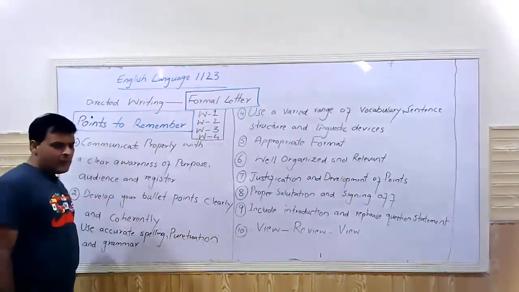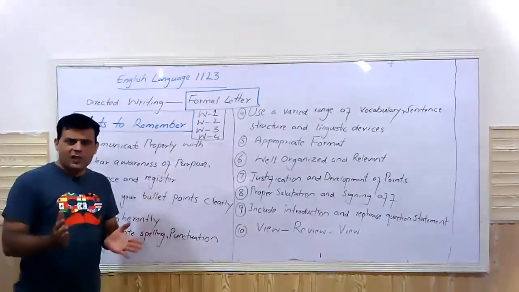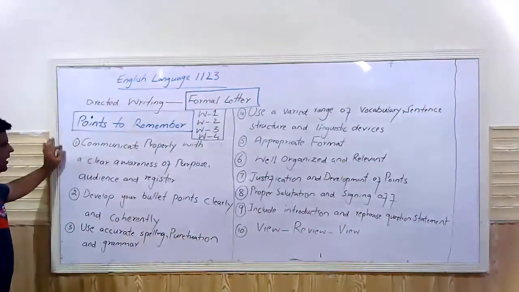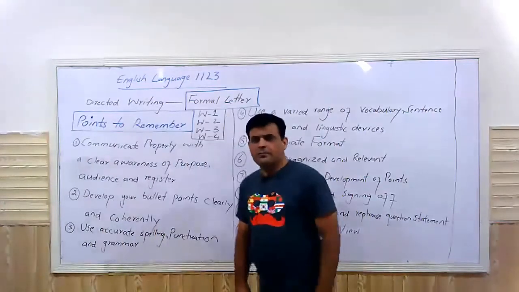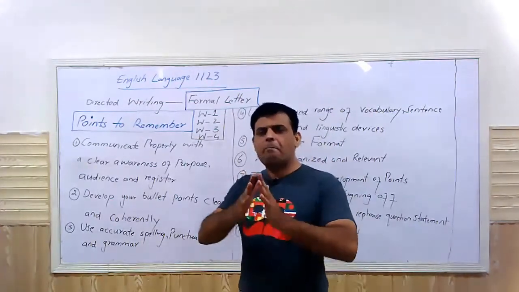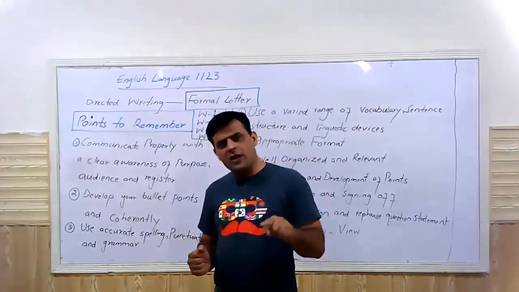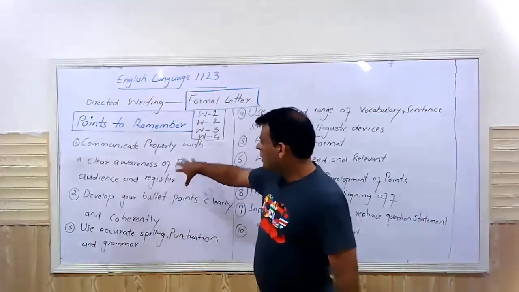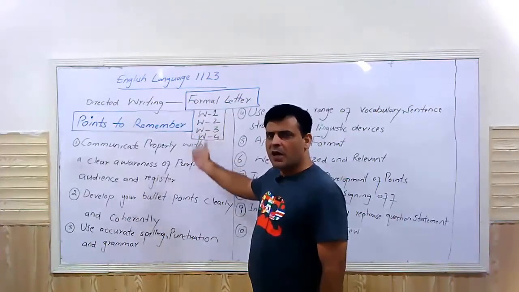So W1, W2, W3 and W4 are the learning objectives for today's lecture. What are the points to remember when you are going to write a directed writing part in general and a formal letter in particular? Starting from the first point: communicate properly with a clear awareness of purpose, audience and register. I have always been giving you a mnemonic, or acronym, that you can follow. I told you there is a thing called PART. P stands for purpose, A stands for audience, R stands for register, and T stands for your tone. Basically, I have taken these four learning objectives from Cambridge marking schemes for O levels.